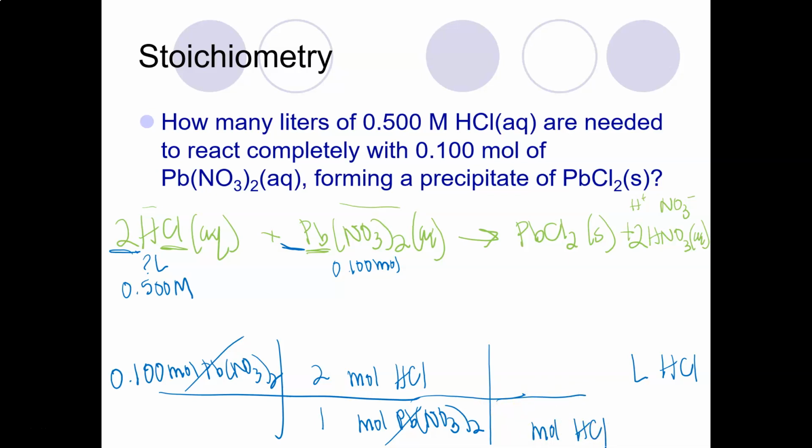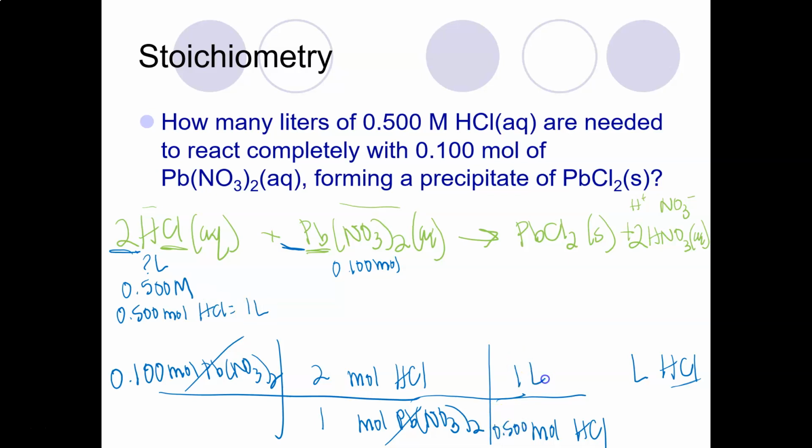So I go through my unit factors. Do I care how many molecules of HCl? No. Do I care how many grams of HCl? No. Do I care how HCl compares to another chemical? No, because I need HCl. So that leaves me with molarity. Well, we do have a molarity of HCl. 0.500 molarity. So 0.500 moles of HCl is equal to 1 liter.